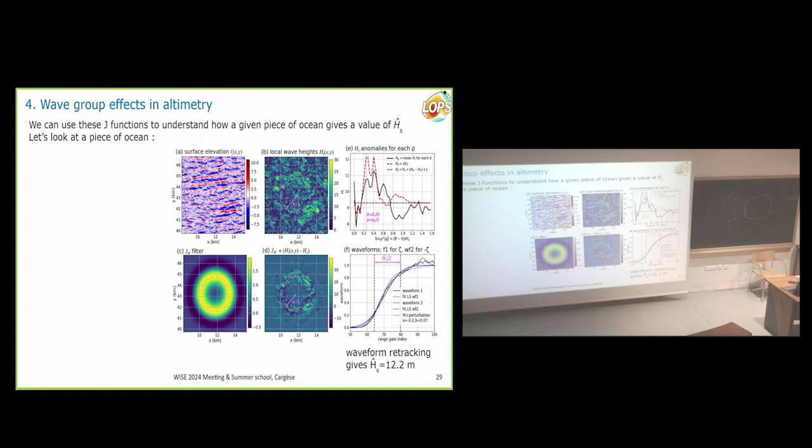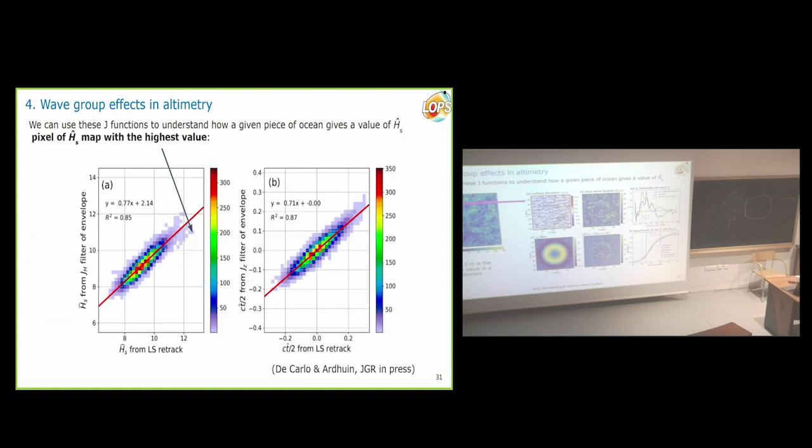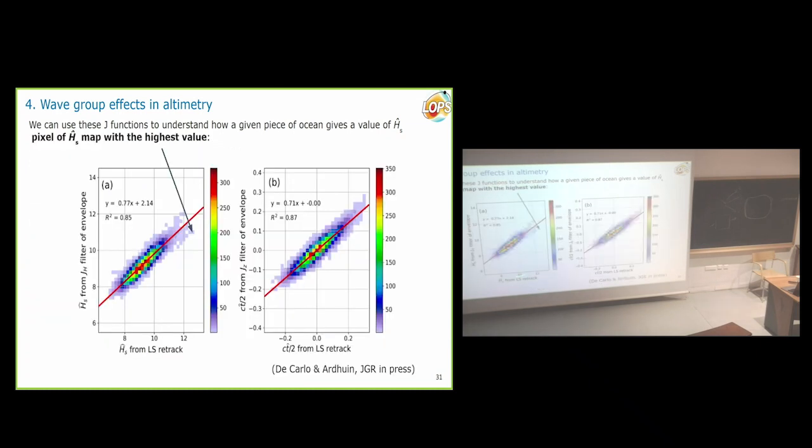So this is our theoretical view of looking at how the altimeter works, and is that view actually correct or not? Then I'm going to do that for many, many points over that surface. I'm going to estimate wave heights without retracking the waveform over all these points. And this is a correlation between the actual retracking and our theory for how the altimeter works.